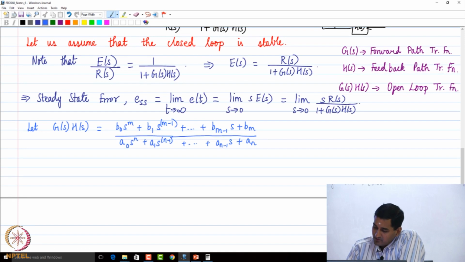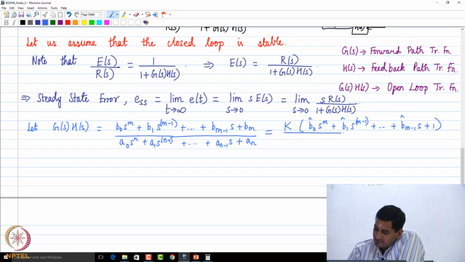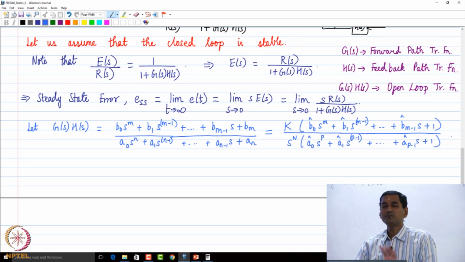Now, let us say we can rewrite this as some k times b naught hat s power m plus b1 hat s power m minus 1, all the way till b hat m minus 1 s plus 1, divided by s power capital N, times a naught hat s power, let me not use the same alphabet, let us say p, plus a1 hat s power p minus 1, plus all the way till a hat p minus 1 s plus 1. Okay, let me tell you what I have done.